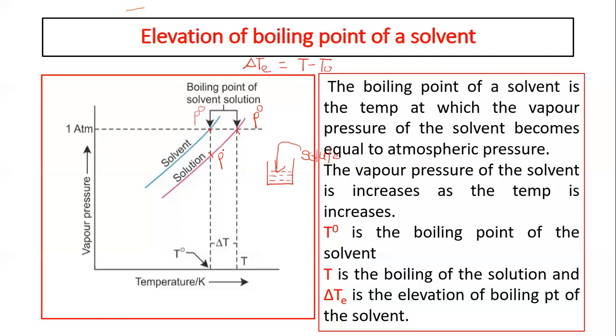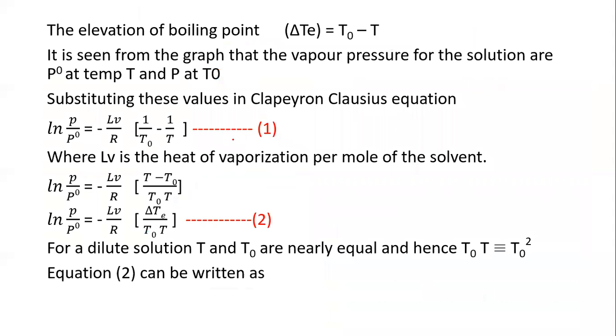Now we can apply the integrated form of Clapeyron-Clausius equation to this. So first of all, you can see here the elevation of boiling point. It is T minus T0.